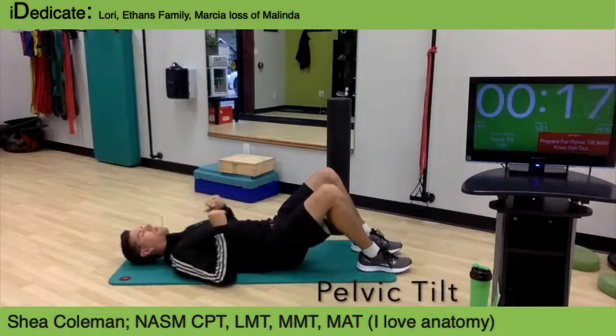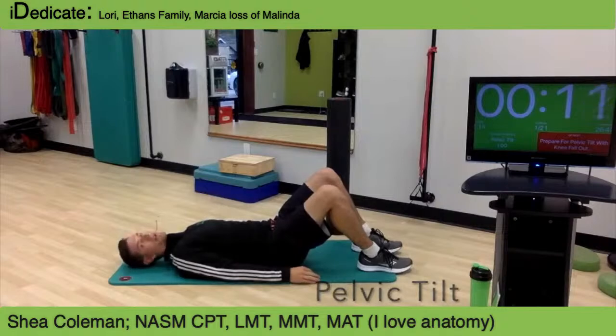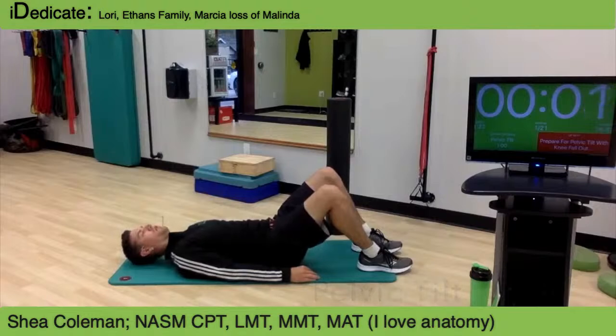Now, we call it a pelvic tilt because it should roll the pelvis kind of so your tailbone's lifting off the floor. Do not make that happen by pushing your feet in the ground, right? We want light feet. Make it just come from the core, pinning the belt to the floor. 3, 2, 1.